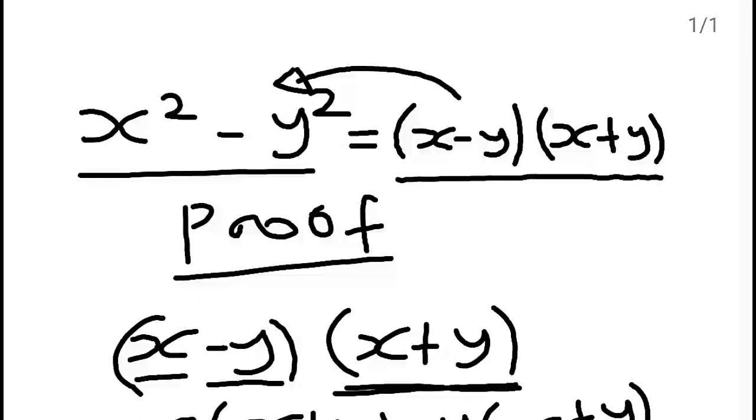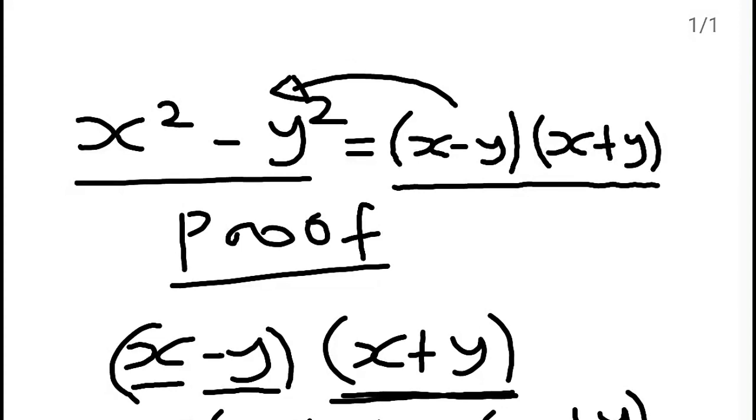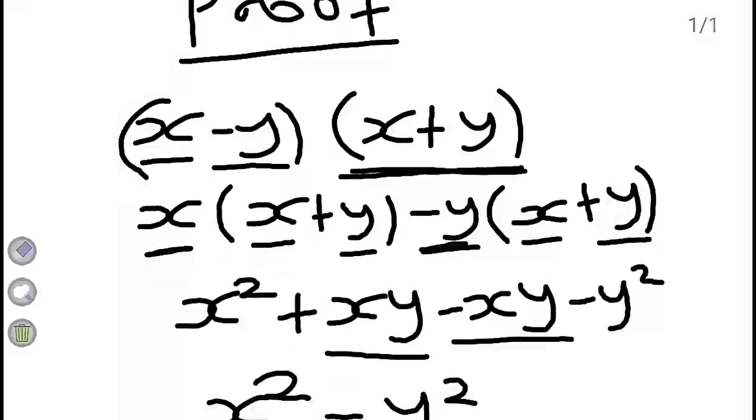So when we go back to our difference of two squares, we see that x squared minus y squared is actually the same as x minus y multiplied by x plus y. But what will be our intention for this lesson? Our intention for this lesson will be learning how to factorize expressions containing difference of two squares.